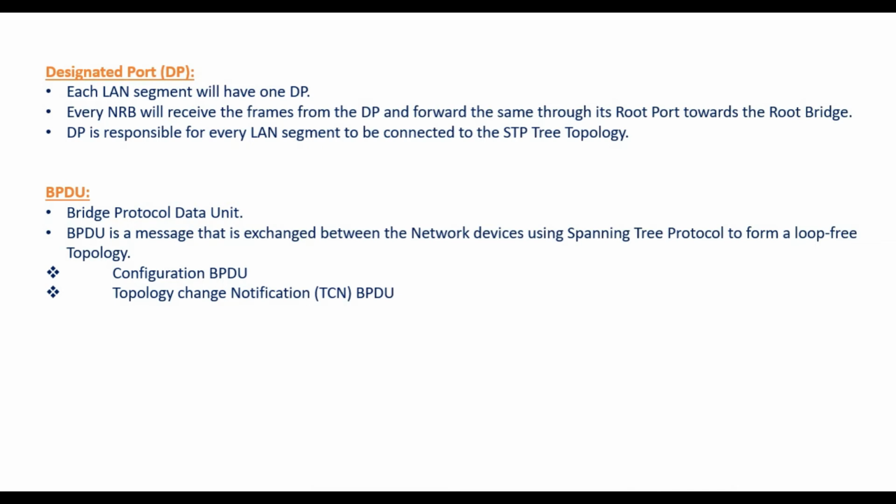There are two types of BPDU. One is the configuration BPDU, and the other is the topology change notification BPDU, which is commonly known as TCN BPDU. Basically, a BPDU consists of information such as bridge ID, switch priority, switch MAC address, and port information. So those pieces of information will be available in the BPDU.